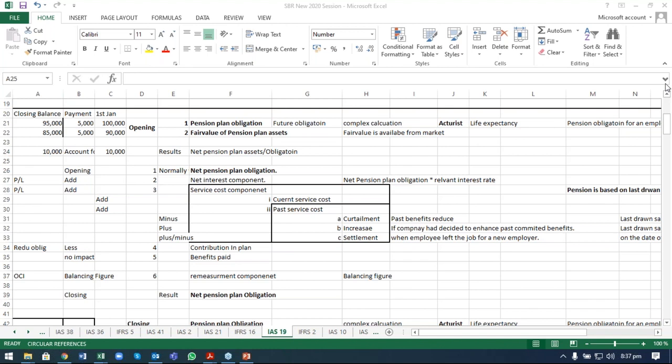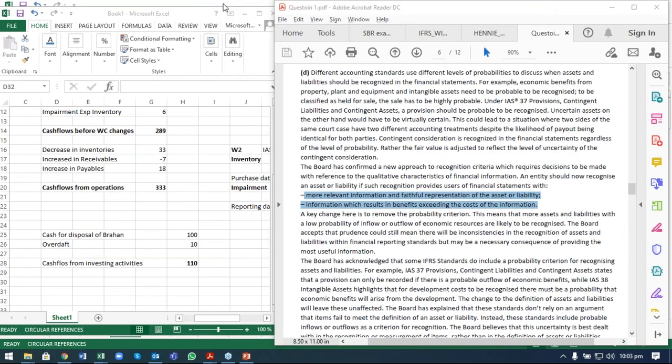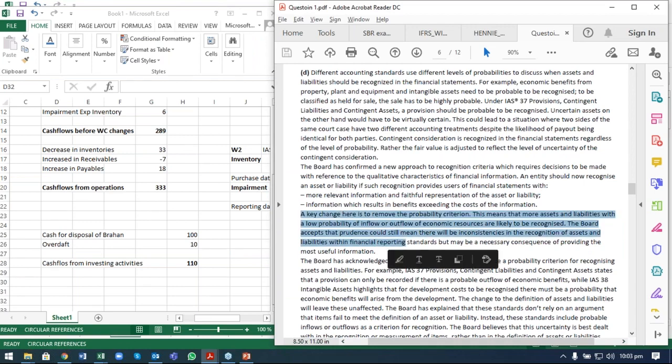So these are the two recognition criteria based on the fundamental qualitative characteristics. If providing any assets or liabilities within the financial statement provides a more relevant and faithful representation of an asset and liability, that should be recognized. And then providing the information within the financial statements would give more benefit compared to the cost associated with that specific asset. So that's the criteria. This is the main idea of the conceptual framework.